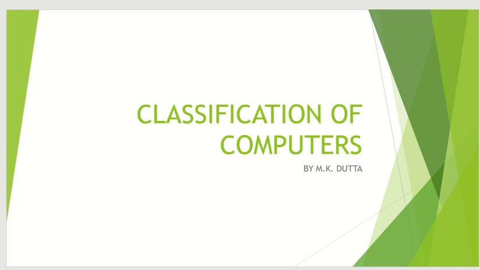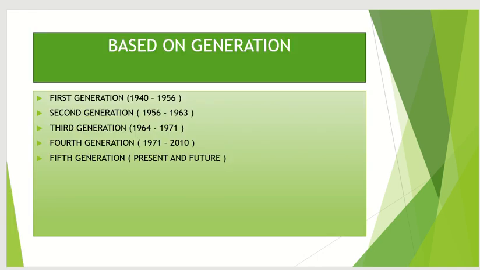With technological advancement, improvements and developments were made in the hardware and software components. These developments can be further categorized in the following ways: based on generations, based on type, based on size, and based on purpose. So we first come to first generation computers.